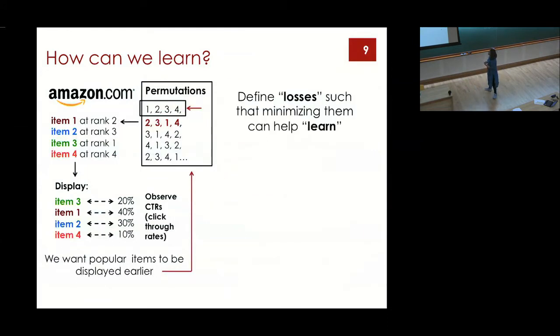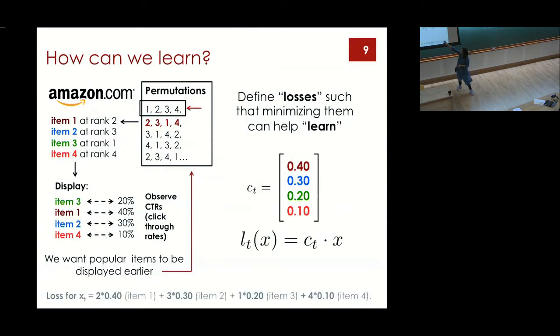And one way to do this is to define some losses such that minimizing them can help us go towards the objective with which we created this learning problem. And here we can just think about the click-through vector and try to minimize the loss, which is a linear function of the click-through vector and the permutations. So in this talk, we are going to look at combinatorial objects. And if you have linear losses, then this becomes a nice problem where you want to learn over the convex hull of these combinatorial objects and not just on the pure permutations. You can think about convex combinations of permutations or a probability distribution over rankings.